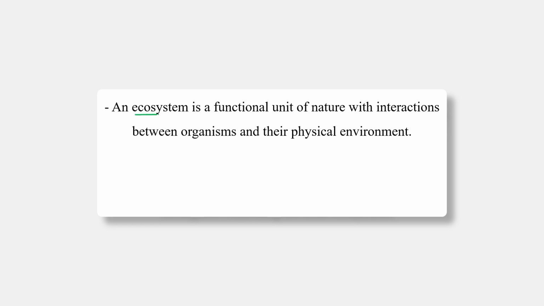This is the definition of ecosystem. An ecosystem is a functional unit of nature with interaction between organisms and their physical environment. So an ecosystem is a functional unit of nature in which organisms and environment interact with each other. Interaction occurs between organisms and their physical environment.